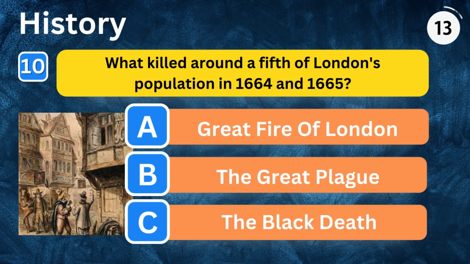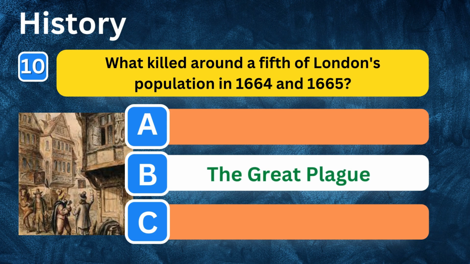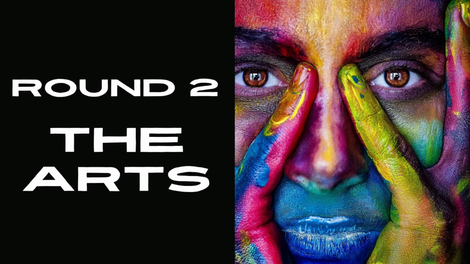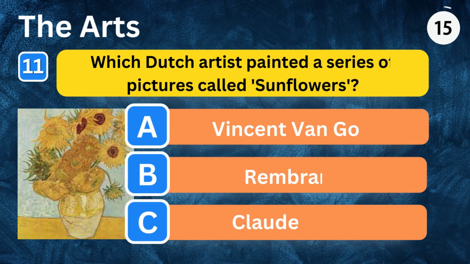What killed around a fifth of London's population in 1664 and 1665? Was it the Great Fire of London, the Great Plague, or the Black Death? And the answer was the Great Plague. Let's move on to round number 2. Round number 2 is the arts round, and here comes question number 1.